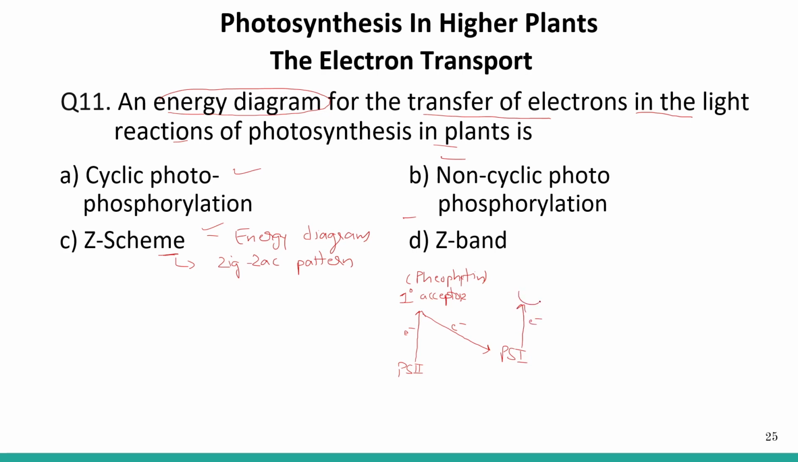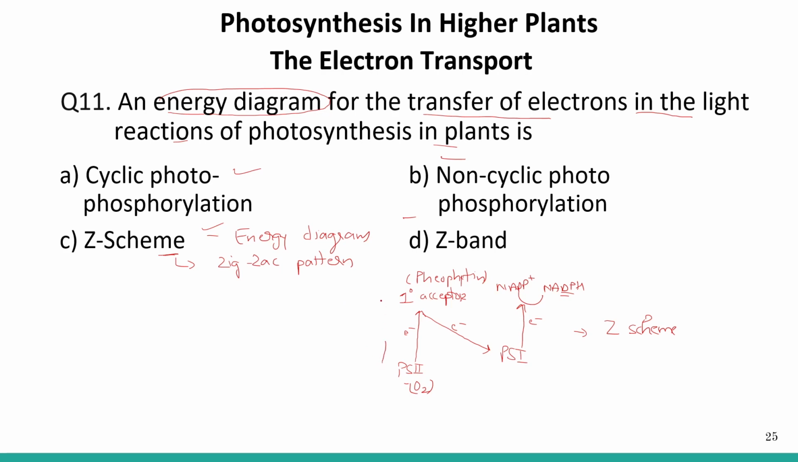And here, NADP is converted into NADPH. Here oxygen is generated due to splitting of the water molecule. So this is the zigzag pattern, or the Z scheme. This is known as the Z scheme.